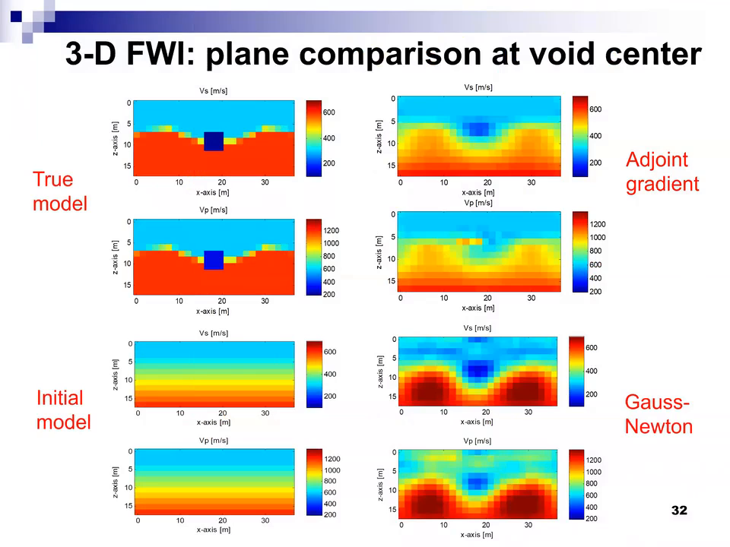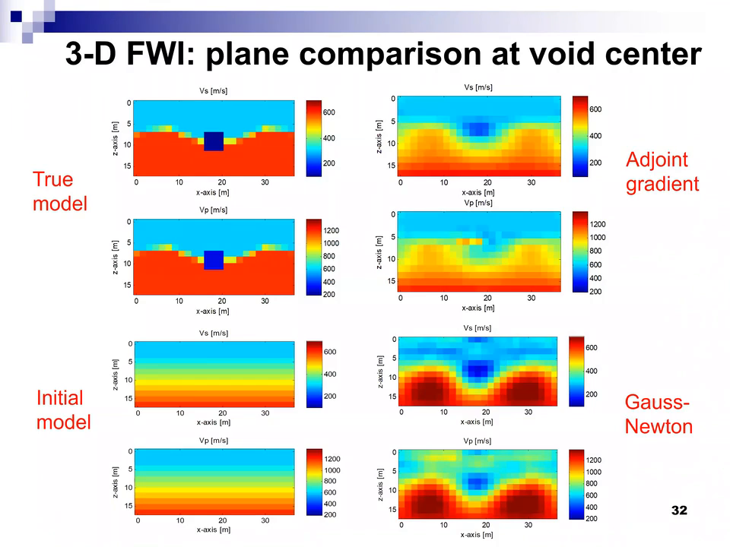Does your result catch completely zero wave speed? I look at the scale, and you reconstruct a void, but the void wave speed is not completely zero in your result. Yeah, you can run the inversion longer. Right now we get about 180 meters per second.